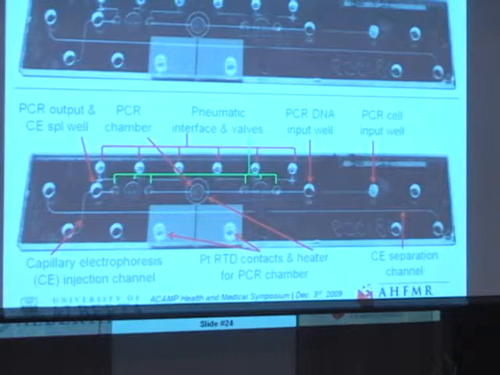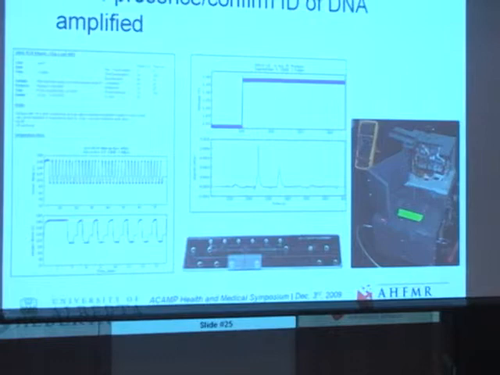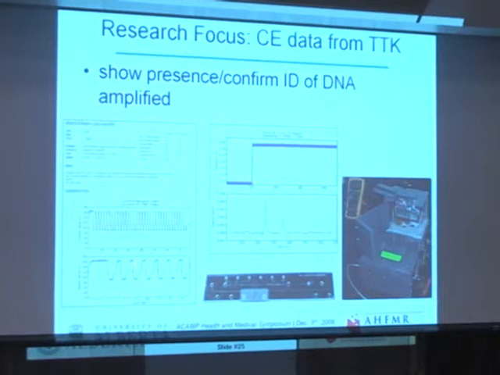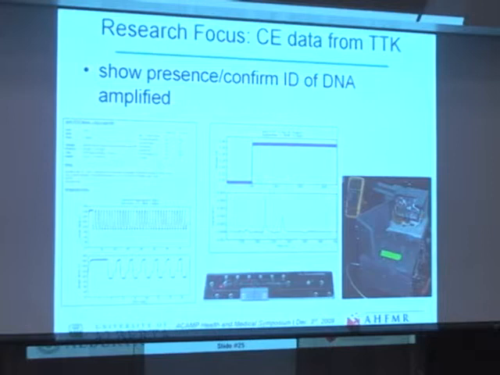Here are some examples of some data that get generated, in this case with the TTK. These are just plots of the thermal cycling. Remember, our chip amplifies the sample up by PCR here. So this is a trace as we monitor the temperature going up and down, that we're hitting the right temperatures we need to do that amplification. And here, once we've injected that sample down this long channel, we detect it with the laser at one point, and this is the fluorescence trace generated as we see our primer and our product come through.